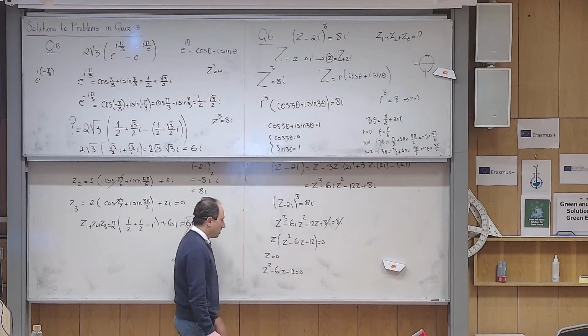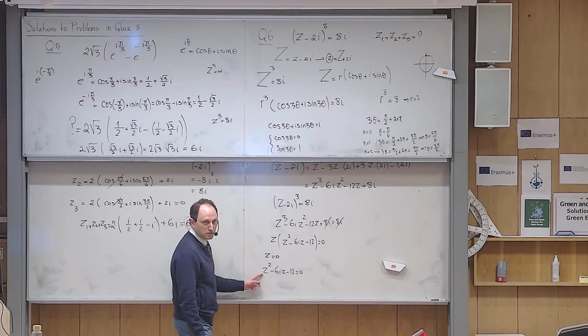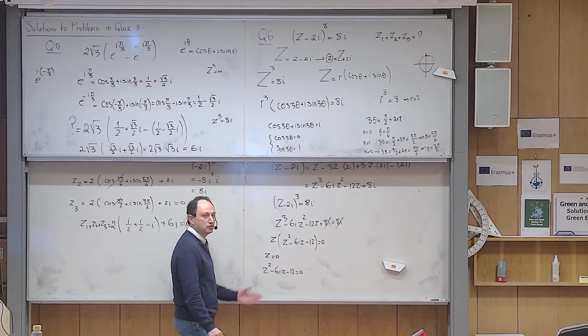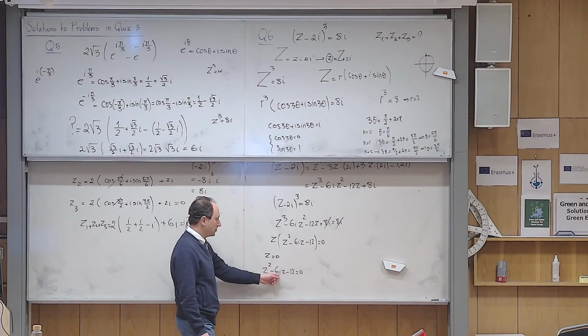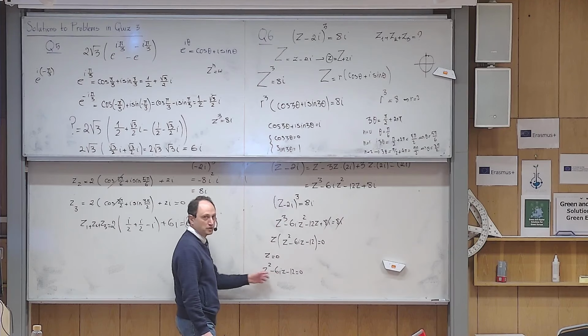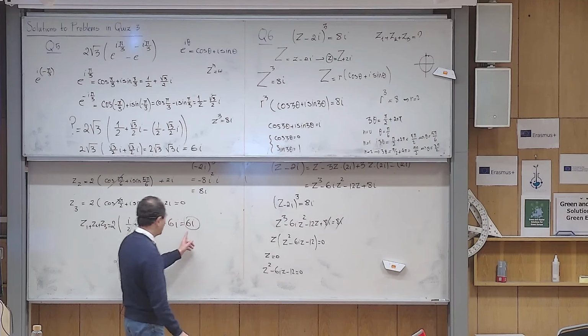By the way, I don't know how many of you remember the sum of the roots of a quadratic equation. We had this in Math 2. If you know that, this is even simpler, because I know that the sum of the roots is minus this number divided by this number, which is 6i. And then this root is 0. So the sum is 6i.